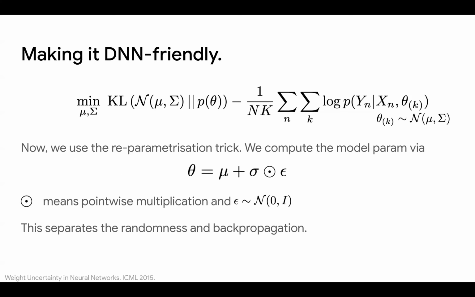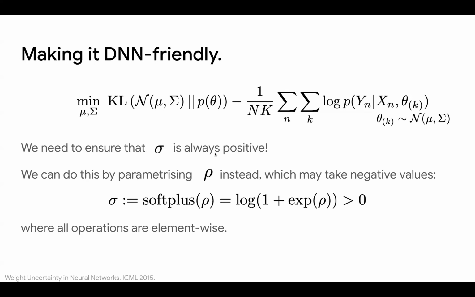And there is one less important but still interesting trick, which is that sigma should actually always be positive in this case, right? Because these are variances. And how we do that is by instead parameterizing another real value, which is allowed to be also negative, rho, and then you apply an operation which makes sure that the output is positive. This is called softplus, and this is just log of 1 plus exponential of the value, and it ensures that the output is always positive. Yeah, all the operations are element-wise.